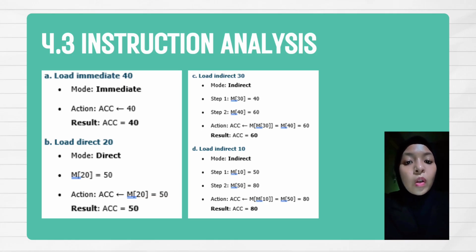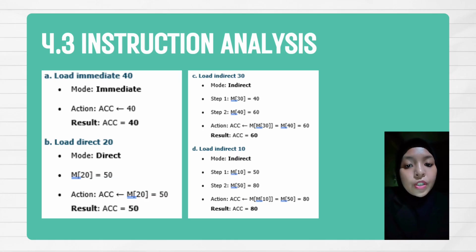Second instruction, load direct 20. This loads the data at memory address 20, which is 50. So the result, ACC equals 50. Third instruction, load indirect 30. First, we check M30 equals 40. Then we get M40 equals 60. So ACC is loaded with 60. So the result, ACC equals 60.